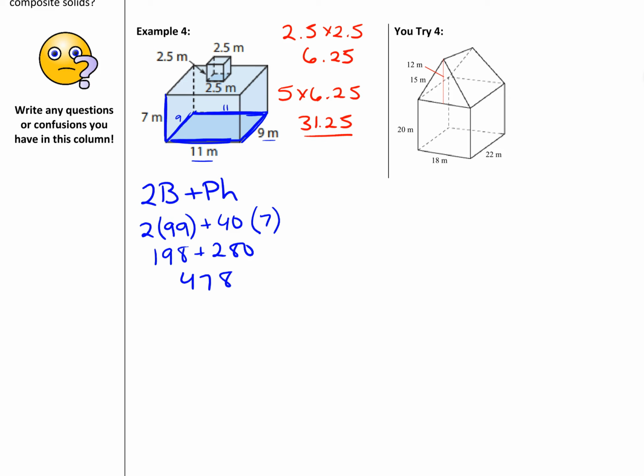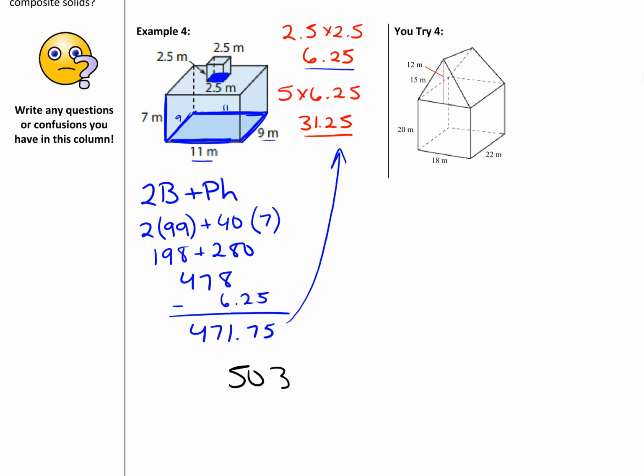But realize there is a side here that we can't see. So we do have to subtract the area of that square that we can't see. So I'll subtract 6.25 from this and get 471.75. And then I'll just add it to my 31.25, and get a total surface area of 503 meters squared.